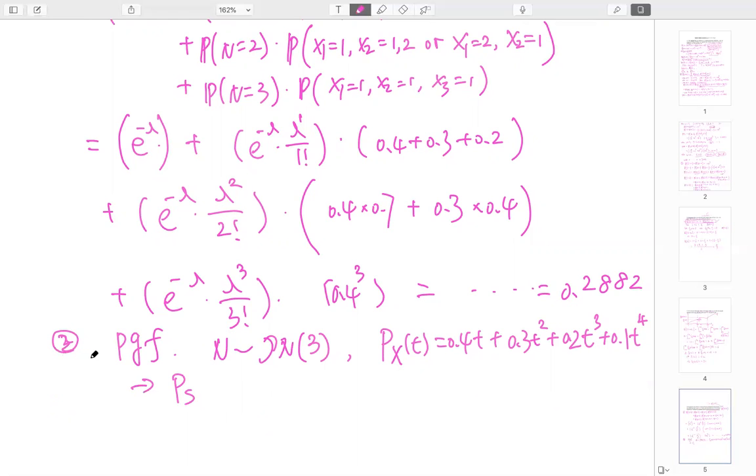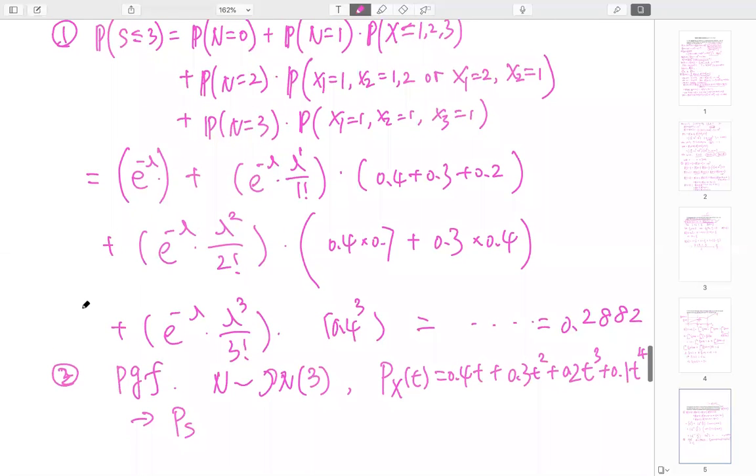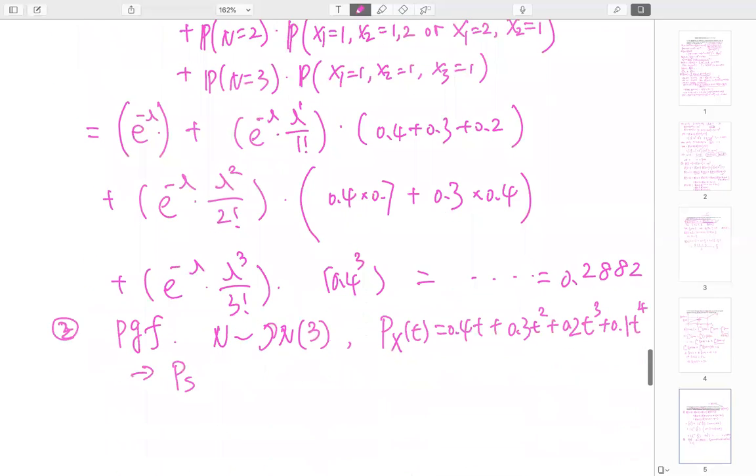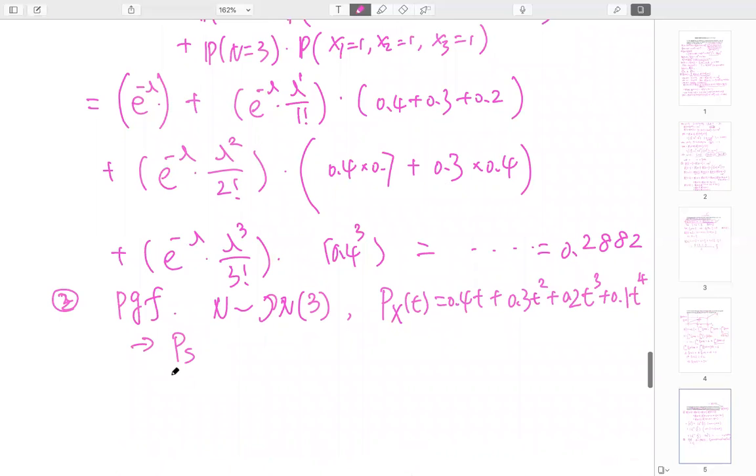This method is quite universal, which means as long as you can write down the PGF of both N and X, the implicit assumption is that your X must be a discrete distribution. Here it is 1, 2, 3, 4. In the first question it is 1, 2, 3. You can write down the PGF, then you can get the PGF of the aggregate. Then it's up to your calculus skill to decide whether you are able to solve this question.